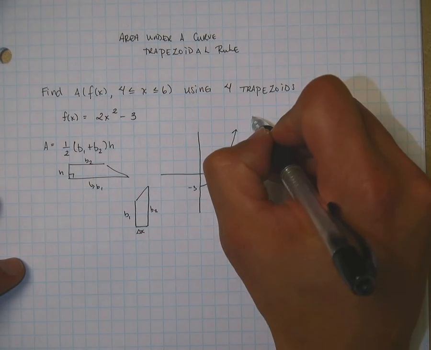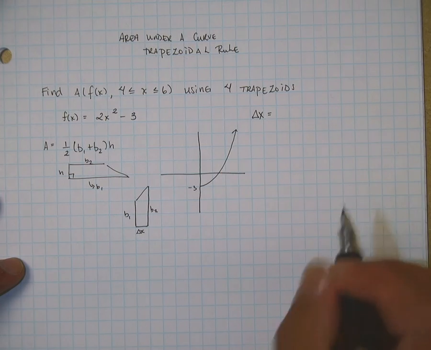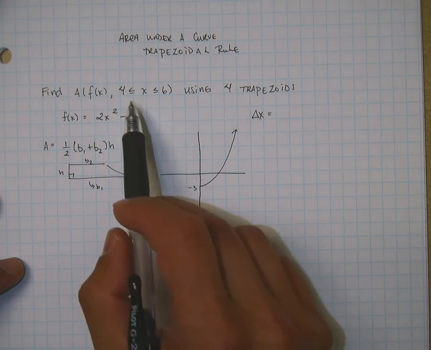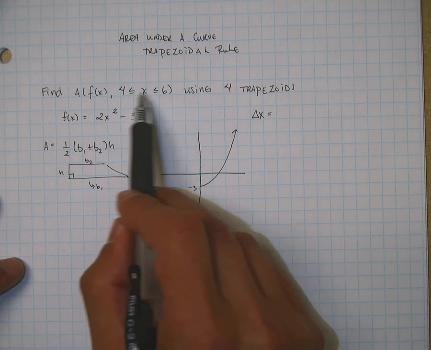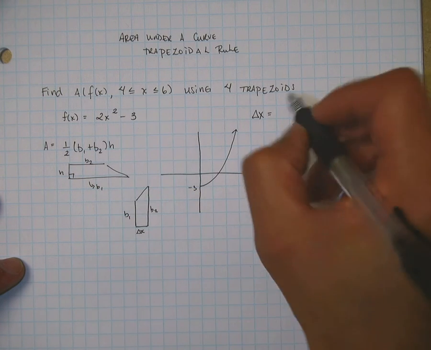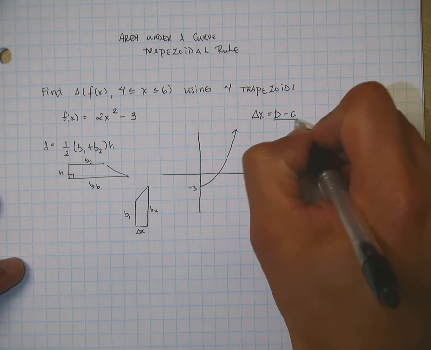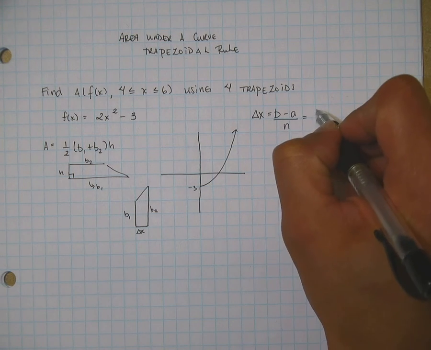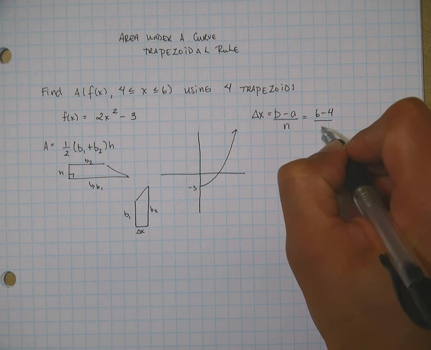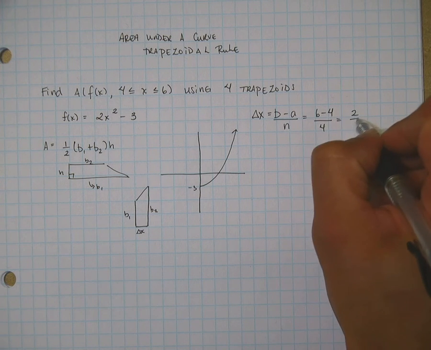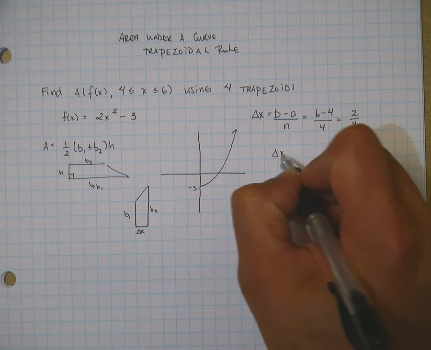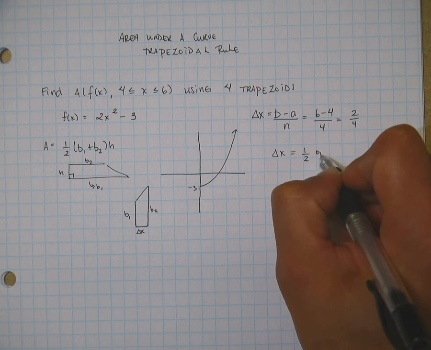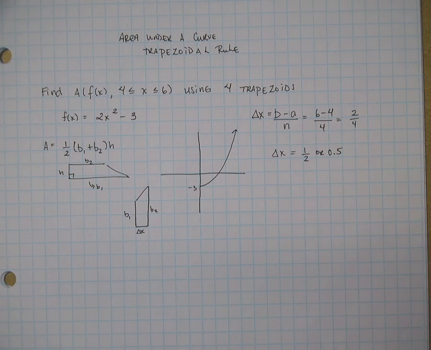Now remember, in order to find your delta x, the width of these trapezoids, you're going to subtract the limits, b minus a, divided by the number of trapezoids or rectangles that they want. In this case, we're going to do 6 minus 4, and they want 4 trapezoids. That's going to give us 2/4, so the width is 1/2. If you want to use 0.5 as a decimal, that's fine.